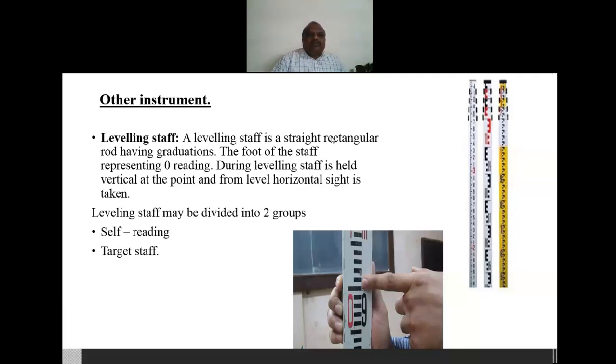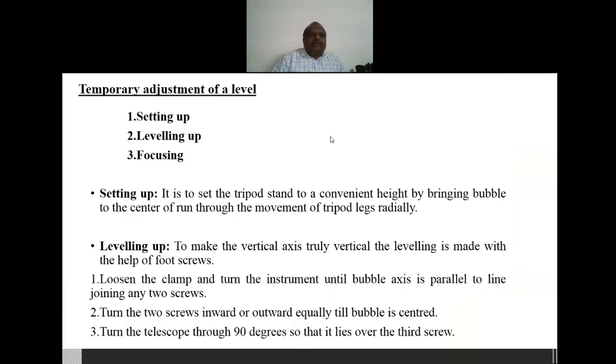We'll move on to the next topic, temporary adjustment of levels. Three important steps are to be followed while centering the instrument. Number one is setting up, second is leveling up, and third is focusing. Setting up is to set the tripod stand to a convenient height, bringing the bubble to the center of the run through the movement of tripod legs radially. Leveling up is to make the vertical axis truly vertical, using the foot screws.